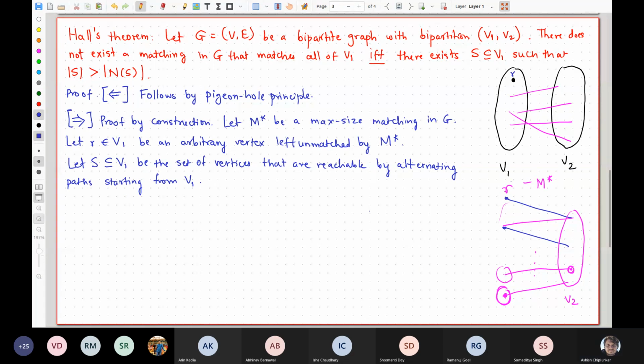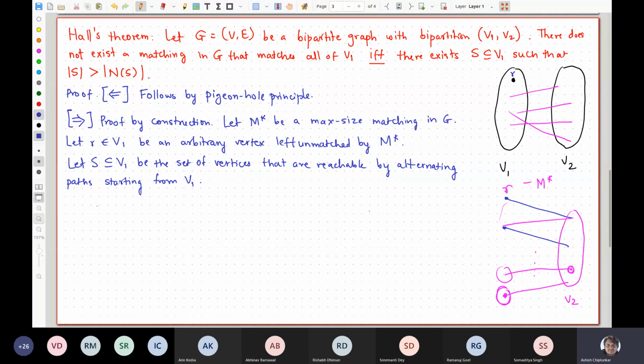S here is any vertex that is reachable by an alternating path from R. So there should exist an alternating path from R to that vertex. Only then will you include it in S.